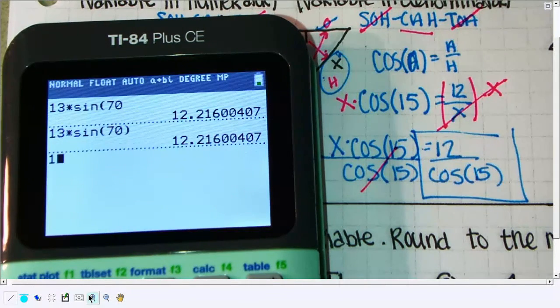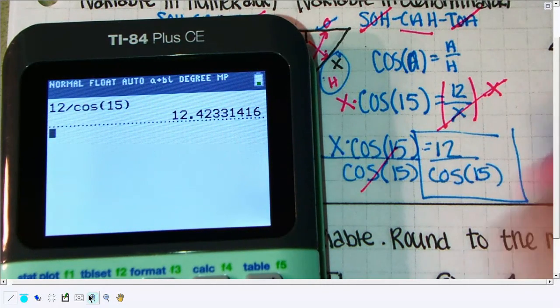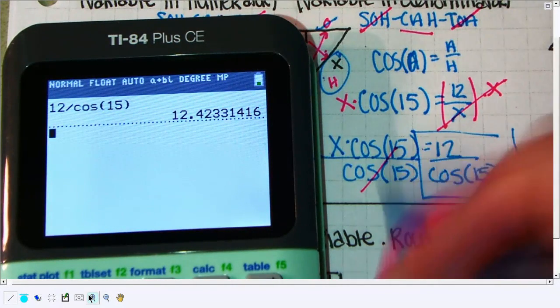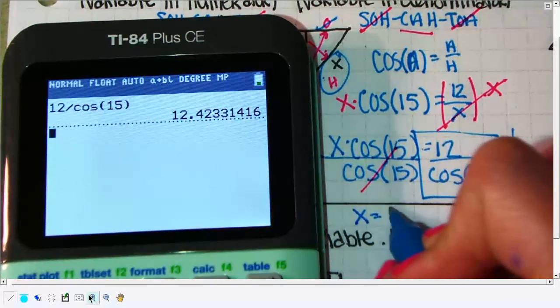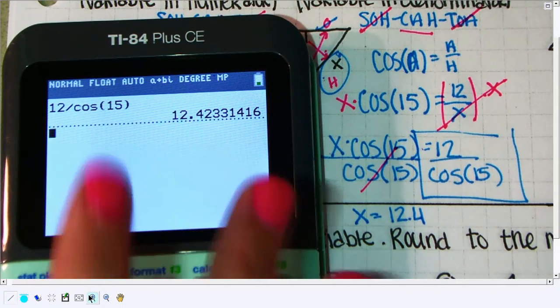I'm going to do 12 divided by cosine of 15. And I get 12.4. I ran out of space, so I'll just put it right here. There you go, 12.4. Make sure that you're dividing. Make sure that it looks like division. That should let you know that you did it correctly. All right, let's continue on.